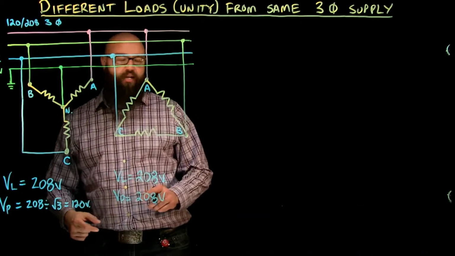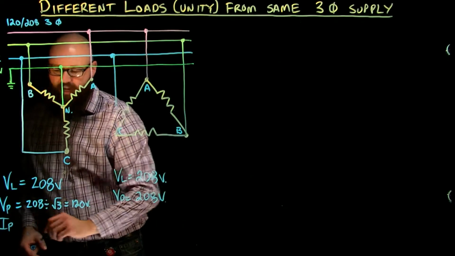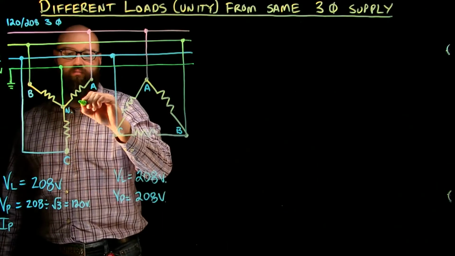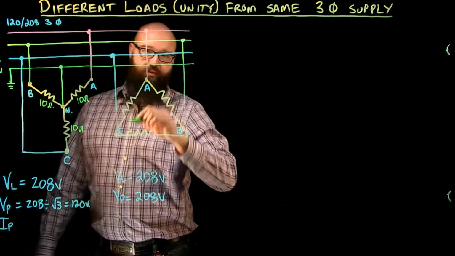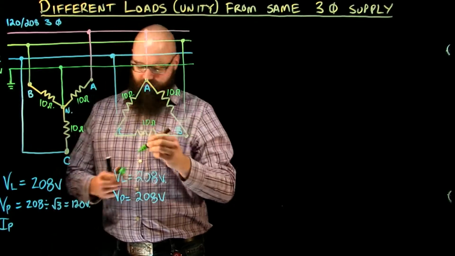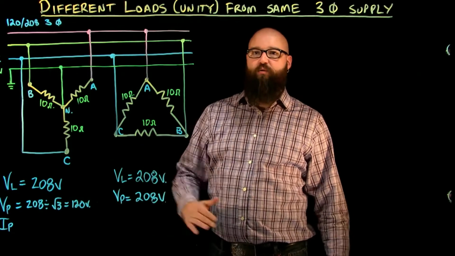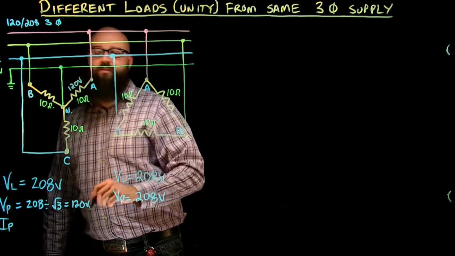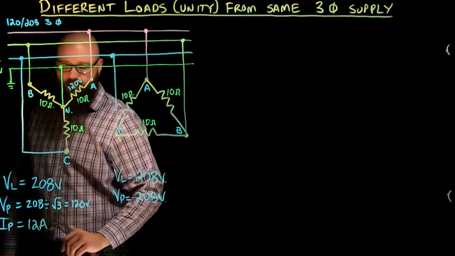Okay, so the next thing we want to take a look at is the currents. First thing we're going to look at is the current in our phase. Let's give ourselves some impedance value on these phases. Let's keep it simple and we'll say 10 ohms. And we'll keep it the same with our delta as well. So Ohm's law, if I want to find the phase current, I need the phase voltage divided by the phase impedance. In this case, 120 volts divided by 10 ohms of impedance should give me 12 amps of phase current.